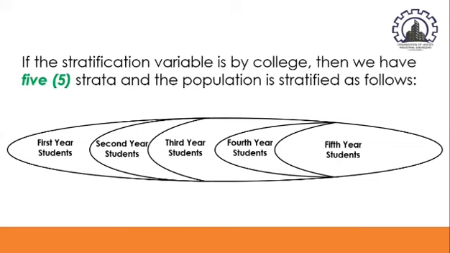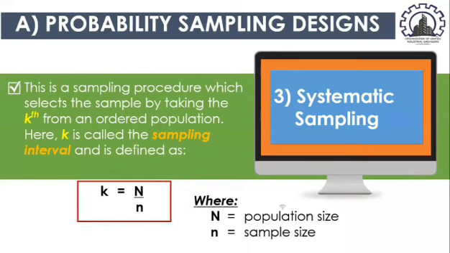And another sampling technique under probability sampling design is called systematic sampling. So what is meant by systematic sampling then? If we say systematic sampling, this is a sampling procedure which selects the sample by taking every kth case unit from an ordered population. Now here, K is called the sampling interval and is defined as K equals capital N over small n, where capital N refers to your population size and small n refers to your sample size.